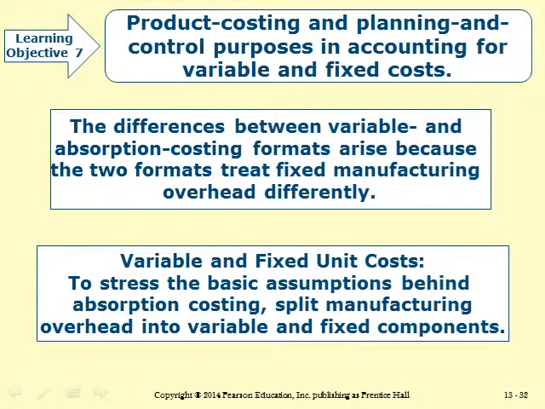And so the differences between variable and absorption costing formats arise because the two formats treat fixed manufacturing overhead differently. In this and in subsequent sections, we'll explore how to account for manufacturing overhead in an absorption costing system. We do not further examine this issue under variable costing because its treatment of fixed manufacturing overhead is straightforward. We simply deduct the total amount of actual fixed factory overhead on the current period income statement. To stress the basic assumptions behind absorption costing, we will also split manufacturing overhead into variable and fixed components.